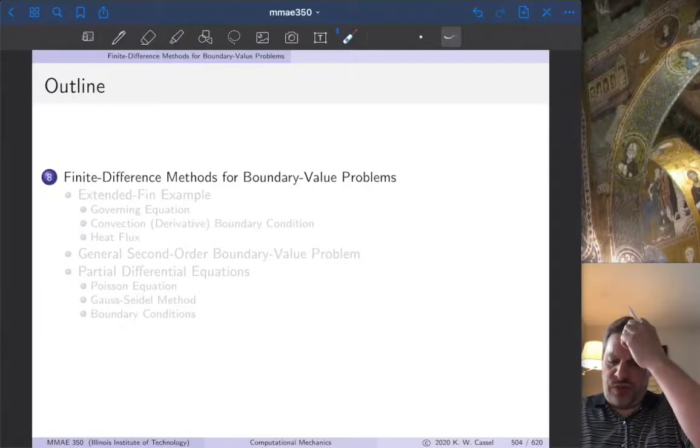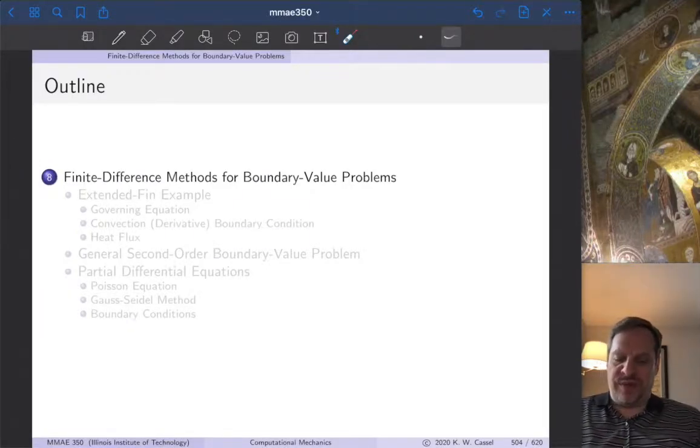Okay, so in the last video we looked at how to apply finite differences to various derivatives that might arise in our differential equations. And in chapters 8 to 9, then we're going to look at how we apply those to boundary value problems first in chapter 8, and then initial value problems in chapter 9.